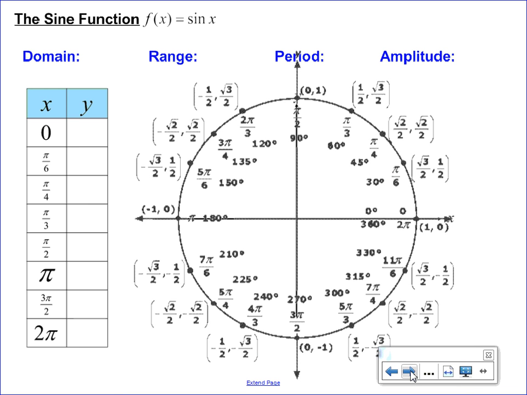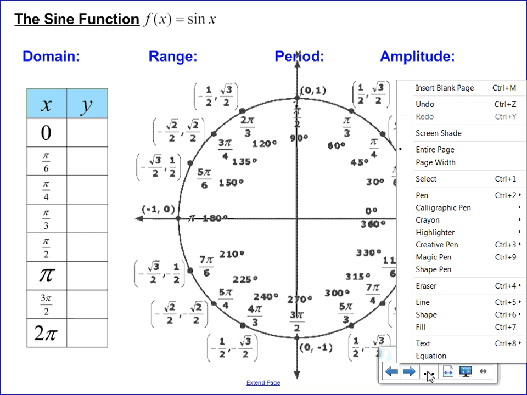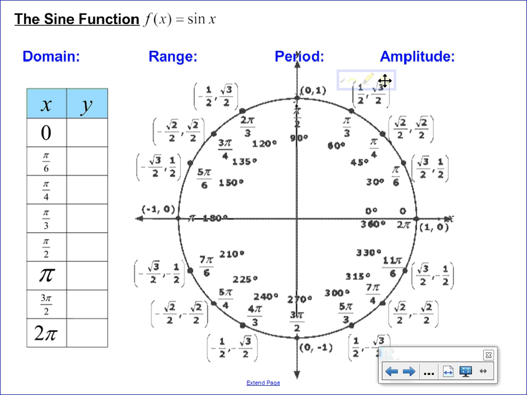Let me point out again. When we're graphing the sine function, we want just the ones and zeros, right? So the ones and zeros, here's where you take out your highlighter. The ones and zeros happen at 0, pi over 2, pi, 3 pi over 2, and 2 pi. 1, 2, 3, 4, 5. Those are the big 5.